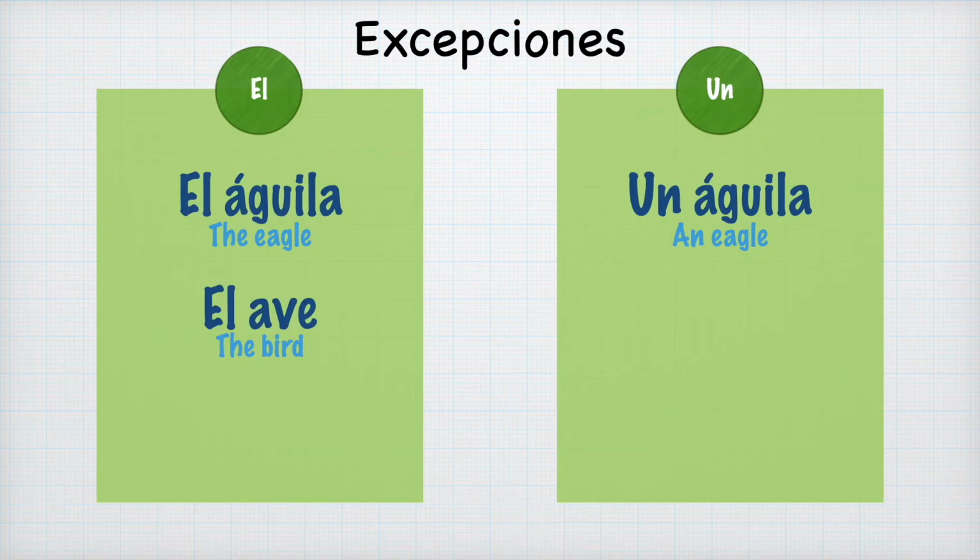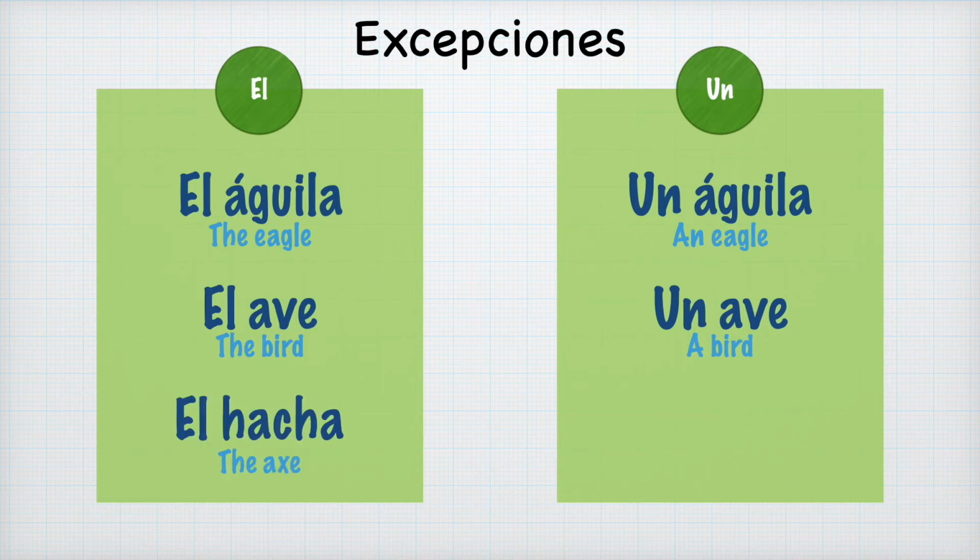Another example is el ave. El ave, it means the bird. Or we'll use un ave, a bird. El hacha. El hacha has the HA example. It means the axe. Un hacha, an axe. So we're going to use this exception because the noun starts with an A or an HA and the stress is on the first syllable. It doesn't happen always, but when it does, we just have to be mindful that the article is different.